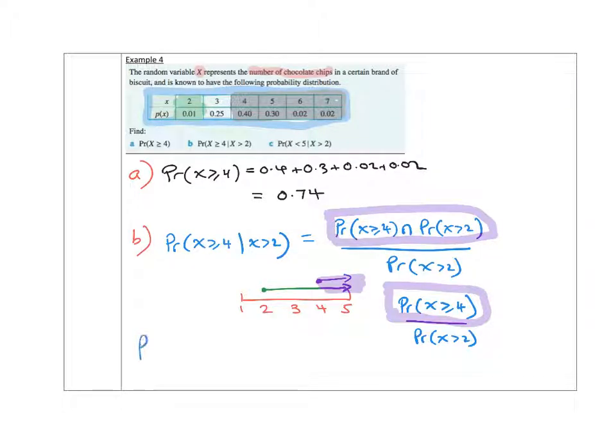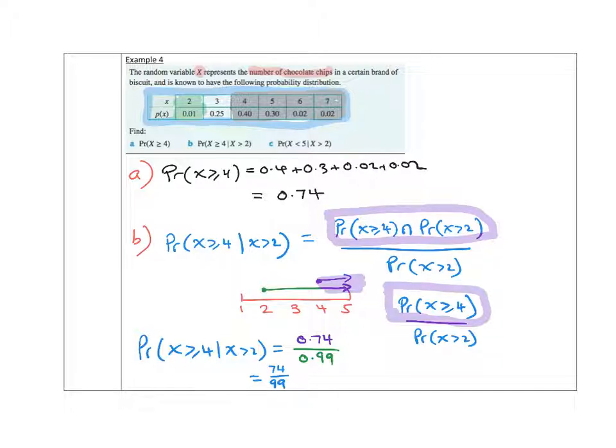So the probability that x would be greater than or equal to 4, given x is greater than 2, is equal to, well, we know it's 0.74 from the question before, and if I do 1 minus 0.01, I'll get 0.99. If I was giving my answer in a non-calc, we can evaluate this to be 74 over 99, and those numbers are relatively prime, they don't simplify.